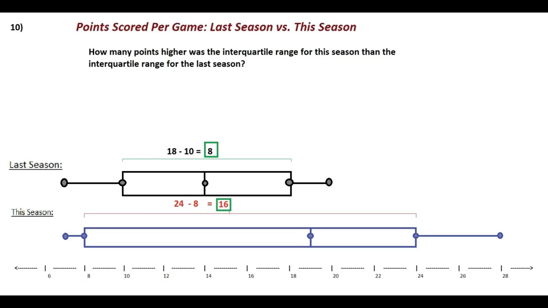All that's left to do is subtract those 2 numbers. So we have the difference of those 2. So 16 minus 8 equals 8. So that's how many points higher the interquartile range was for this season than the interquartile range was last season. And the answer for this is H. All right, and that's pretty much it for number 10.